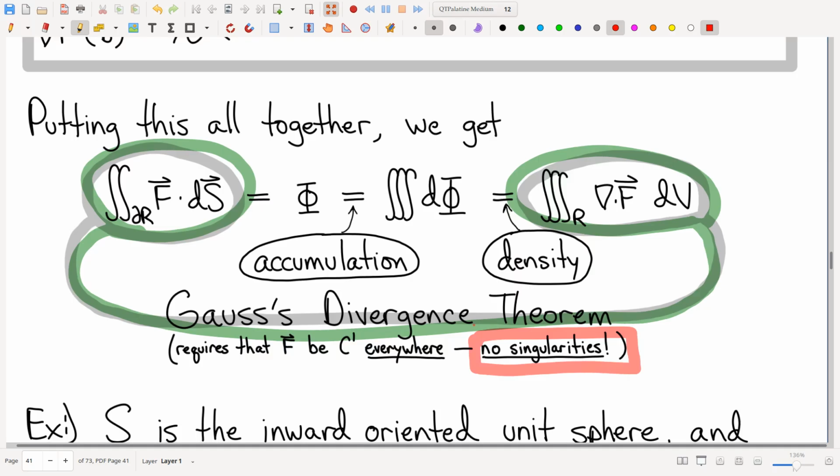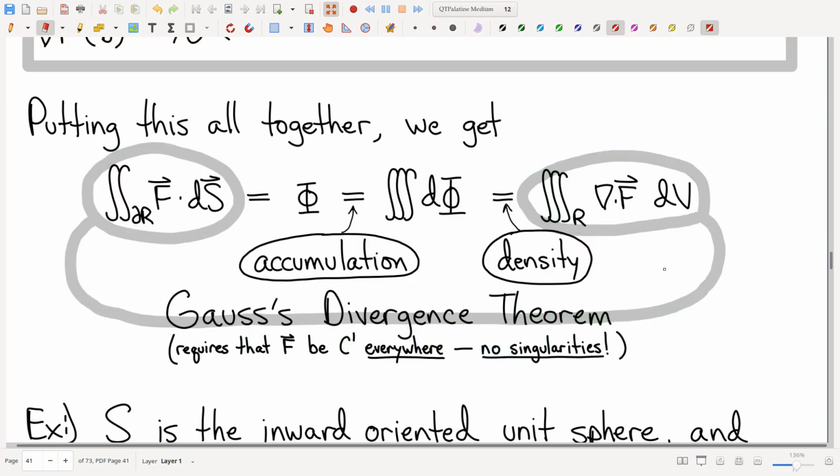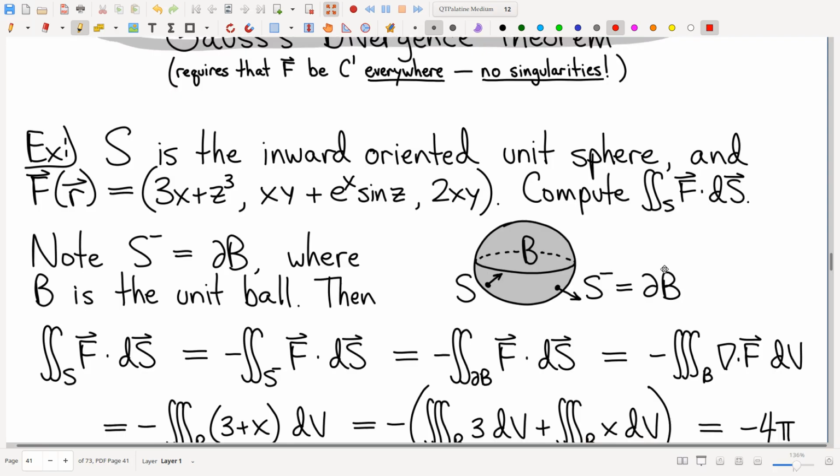If the vector field fails to be defined, even so much as at a single point, crash and burn. Real problems come up. And we'll talk in a few minutes about an example of such a crash and burn, and how we can kind of recover some value out of this in such cases. But in general, very important, no singularities. Okay. All right, let's see an example.